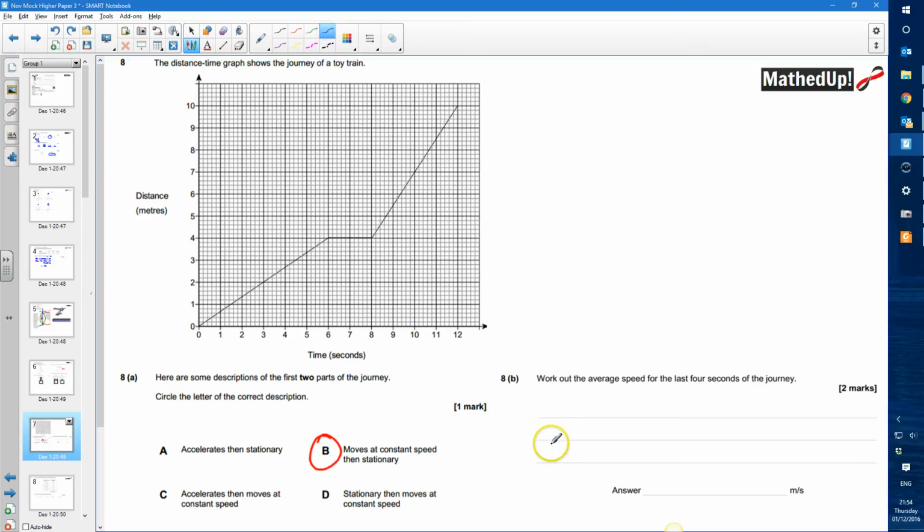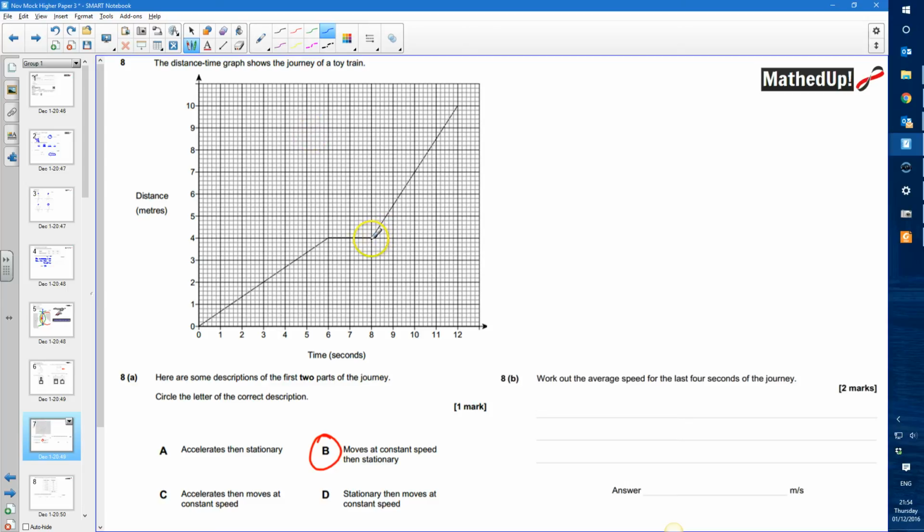Okay, and then part B of this question says work out the average speed for the last 4 seconds of the journey. So that's between 8 and 12 seconds. We want to know the average speed. Well, the average speed is going to be given by the gradient of this line here. It's the change in y divided by the change in x, or the change in distance divided by the change in time.